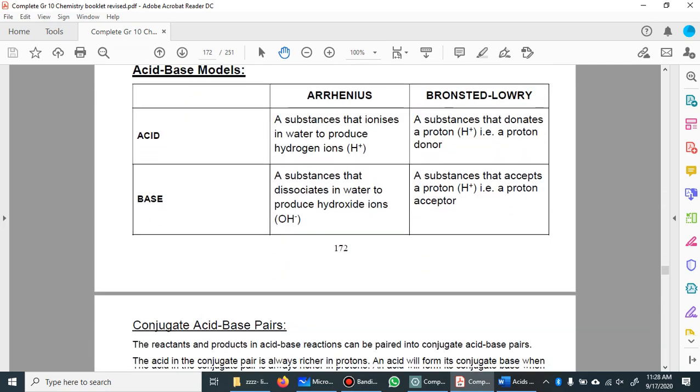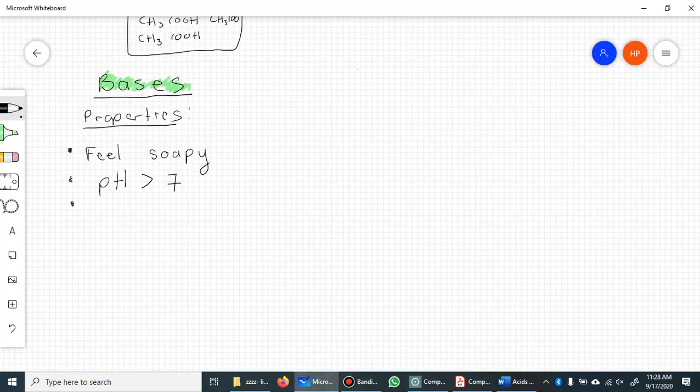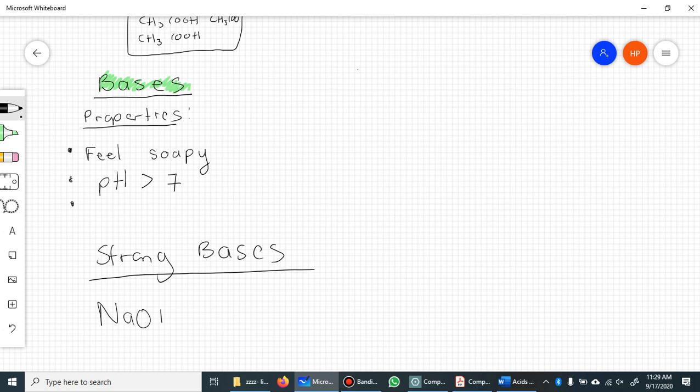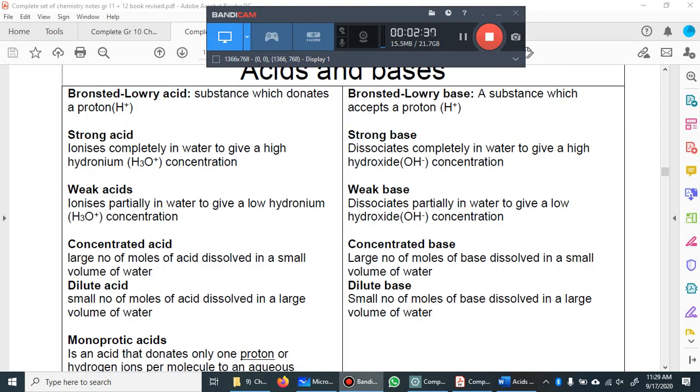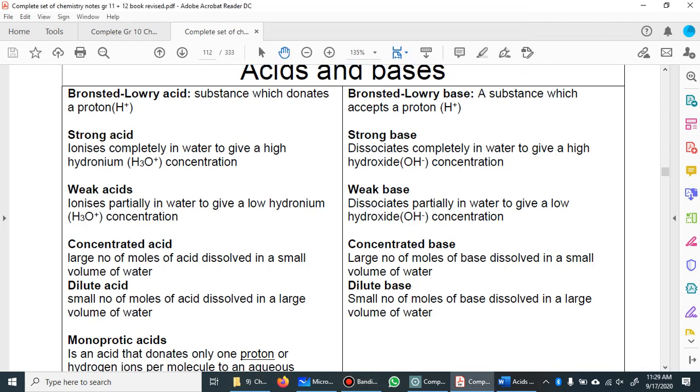Okay, then we need to go a little bit further and go on to what is a strong base and a weak base, like we did with acids. So starting with strong bases. For a strong base, we're actually going to start with one of the ones we just mentioned. We're going to go with sodium hydroxide. First of all, we need to write down the definition of a strong base. So take a moment and write down this definition, which is here. A strong base in the top right-hand corner says a strong base is something that dissociates completely in water to give a high hydroxide concentration. So strong bases dissociate.